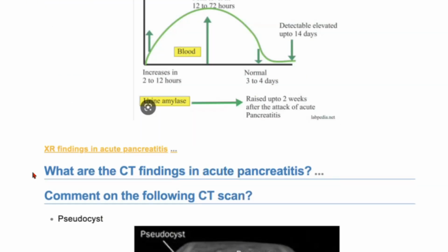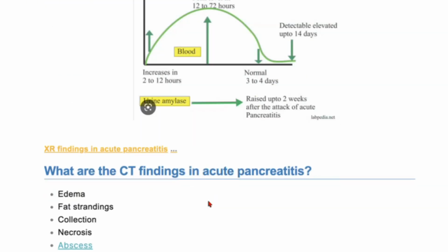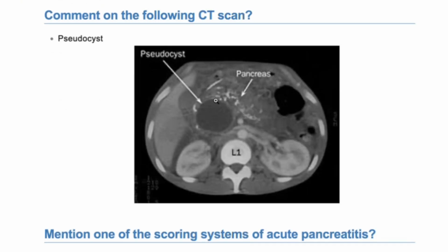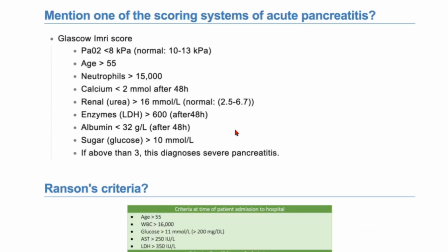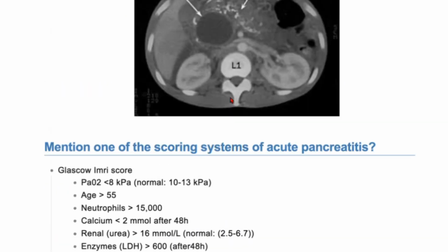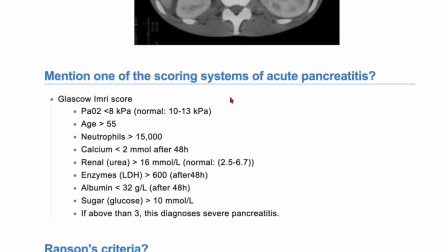So the CT finding, the commonest one is actually normal, but you can get some edema, fat stranding around the pancreas, collection, necrosis, abscess, and later on a pseudocyst. But the commonest finding is actually a normal CT scan. I think this question you've answered very well. The pseudocyst and the calcification in the pancreas. The scoring system, again, you've mentioned it very well. I think there's a radiological scoring system as well, but do we just mention the Glasgow-Imrie?